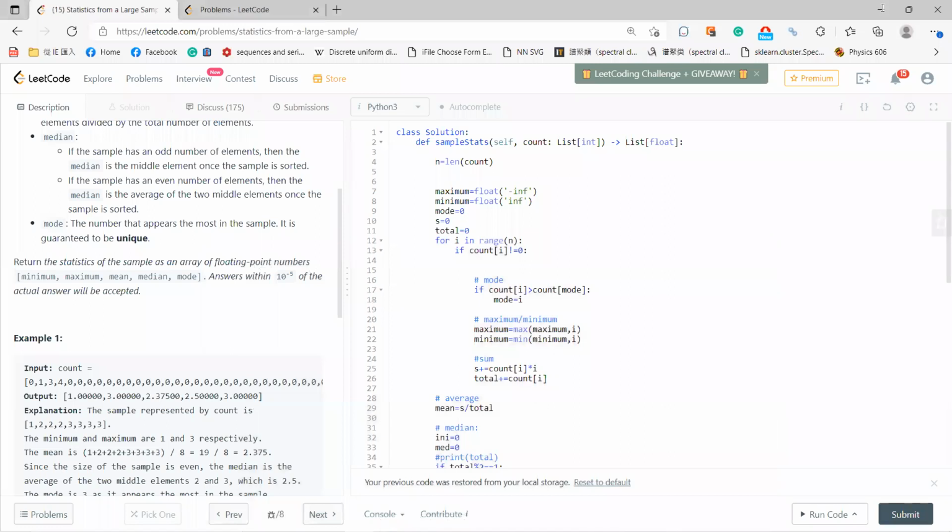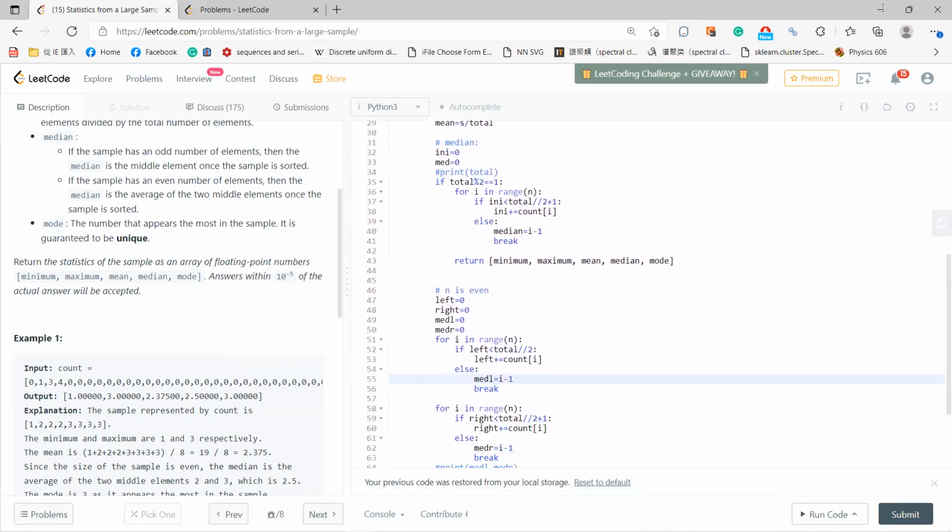Let's go through the first one. Maximum is initialized to negative infinity, minimum to infinity, mode to 0, and let's say the sum S is 0 and total is 0. If count[i] is non-empty and greater than count[mode], mode is updated to i. The maximum and the minimum are updated, and the sum and the total are accumulated, where total is how many numbers there are. The mean is just S divided by total. After this for loop, the minimum, the maximum and the mode are all found.